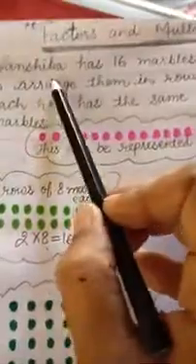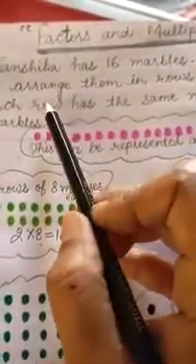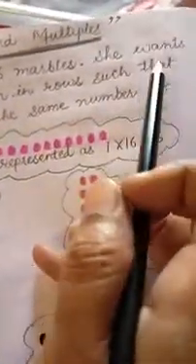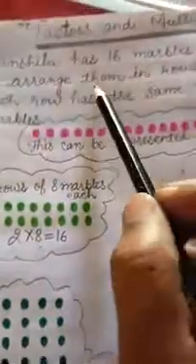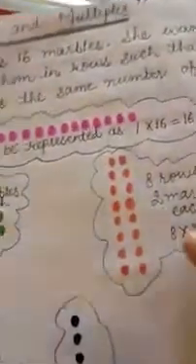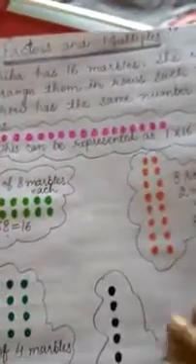What are factors? You can understand this better with the help of this example. Vanshika has 16 marbles. She wants to arrange them in rows such that each row has the same number of marbles. She has arranged the 16 marbles in different ways.